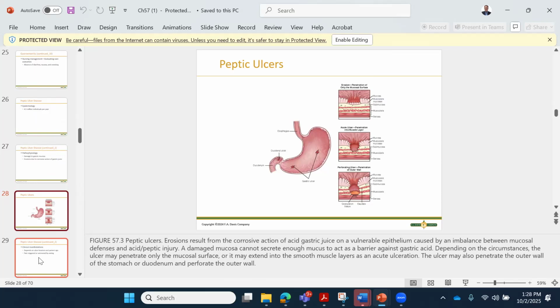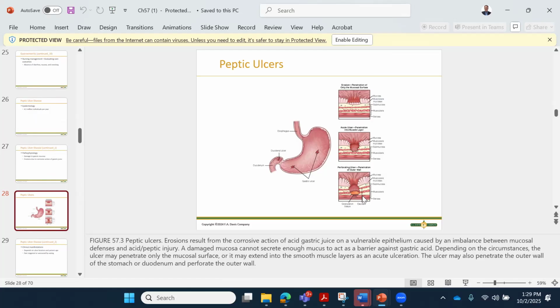So this just goes into peptic ulcer disease and the different levels of deepness that a peptic ulcer can have as it relates to erosion. You can see that the top line shows erosion that's more superficial, but then the second box is deeper and the other box is really deep.